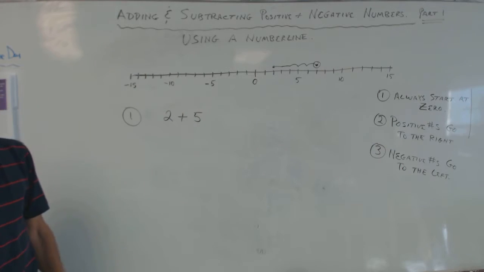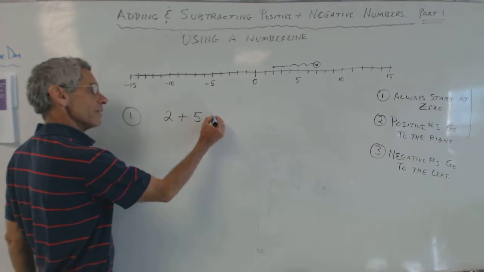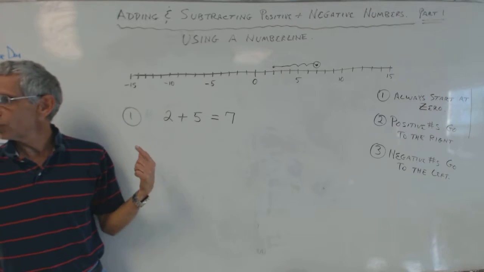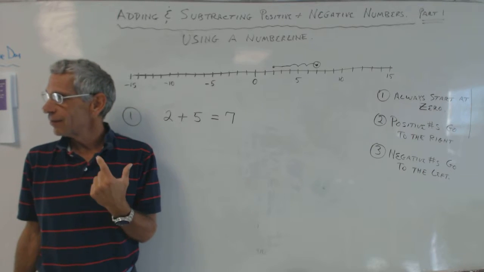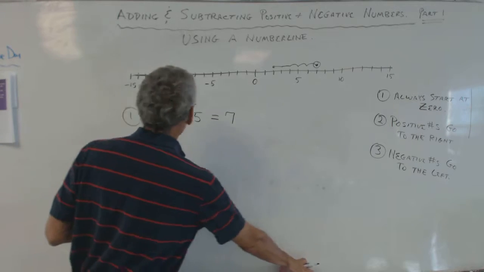What number is that? 7. 1, 2, 3, 4, 5, 6, 7. 7. So this is equal to 7. All right, so whenever I ask you 2 plus 5, you always say it is 7. Right? Pretty easy, right? All right, let's try another one.